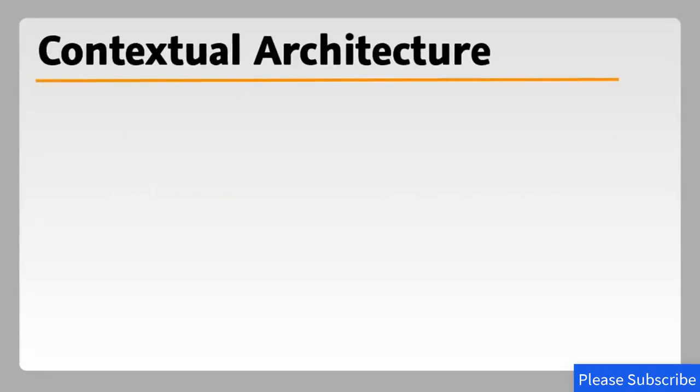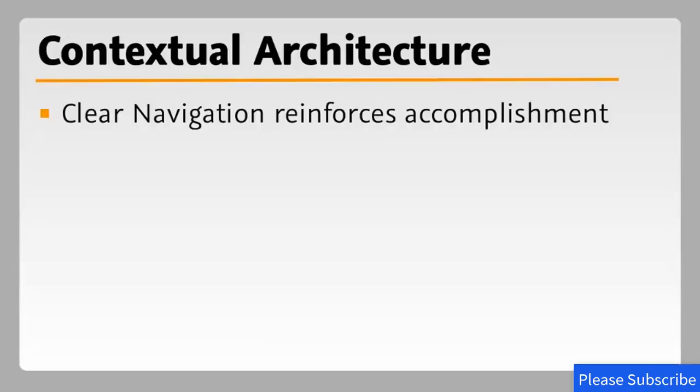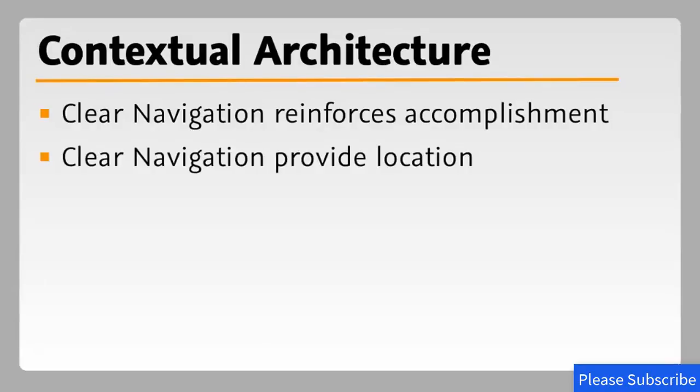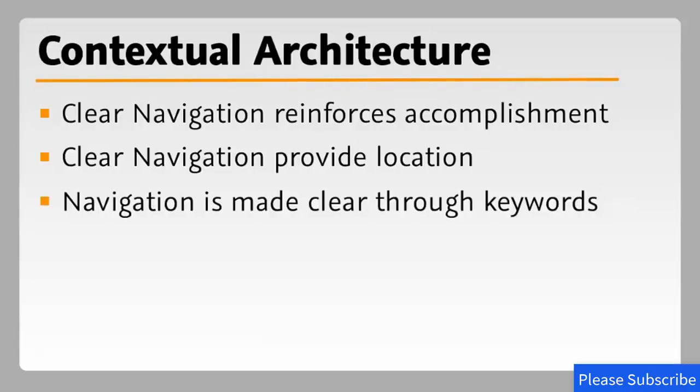So when you are using contextual architecture, it reinforces the accomplishment of the visitor. It lets them know that they've come to the right place, they have found the right things, and a clear navigation will help them have that sense of location that they're in the right place. You can clarify the visitor's activity on your website by using clear keywords as labels and as words in the navigation and the organization of your navigation to let them know that they're in the right place, and this will also benefit you in search engine optimization as well. By making clear labels and navigation, it also enables the search engines to organize your content and see the relevancy of your content as a whole across the entire website.